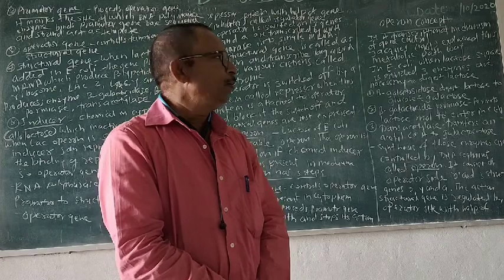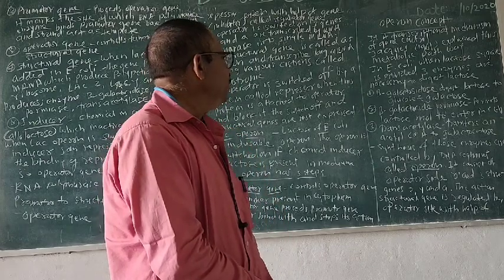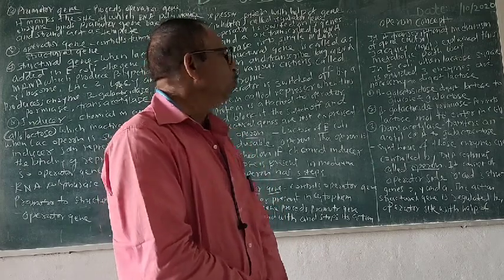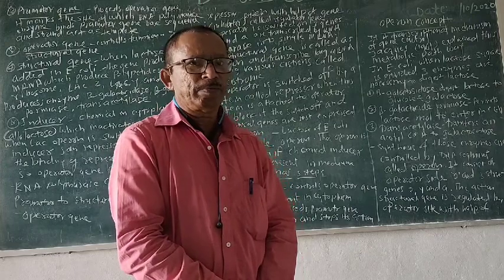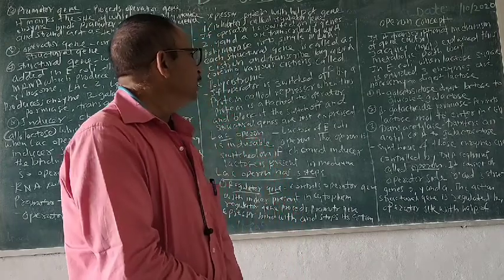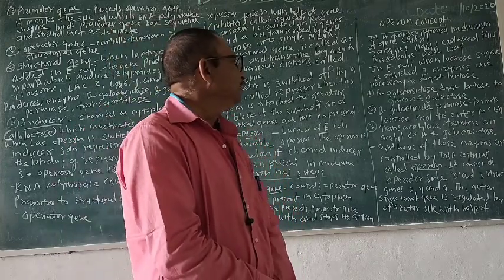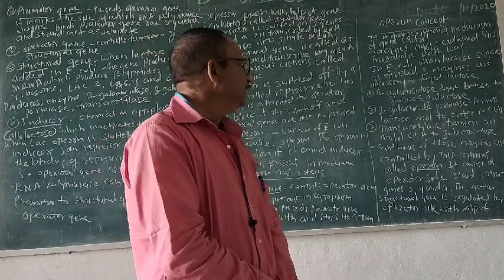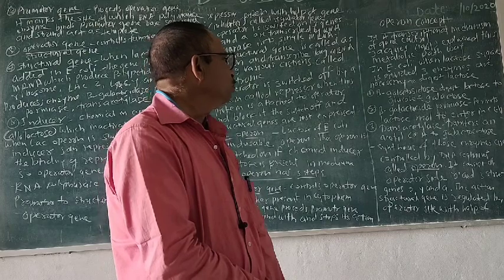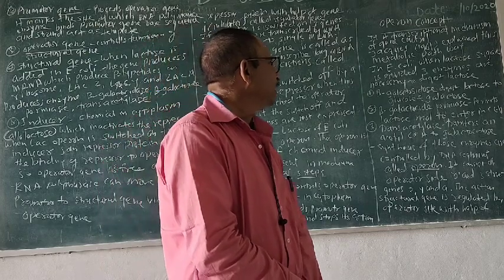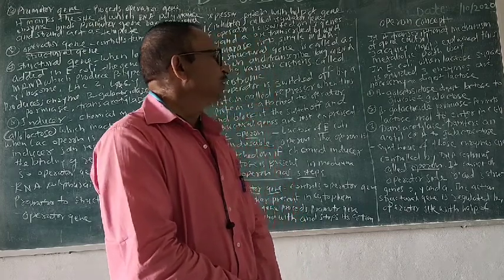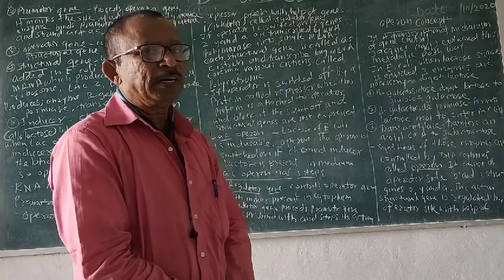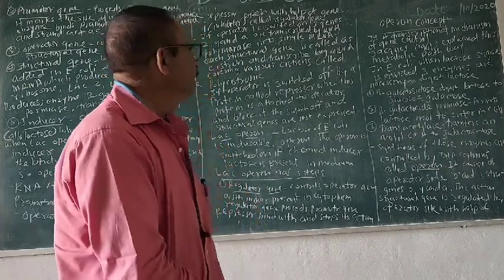Beta galactoside permease permits the lactose molecule to enter the cell. The third enzyme, trans-acetylase, transfers an acetyl coenzyme A to galactosidase. These are the different functions of these enzymes.